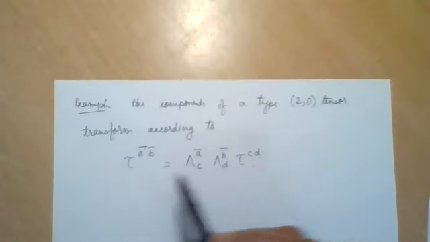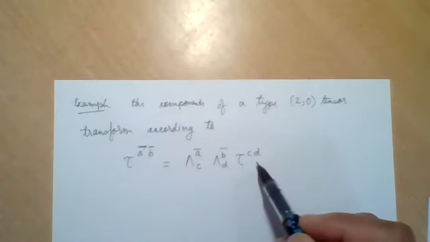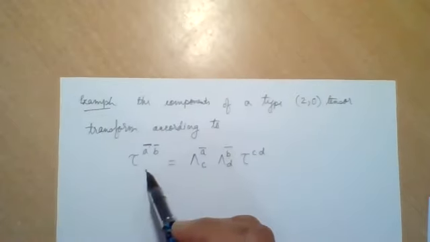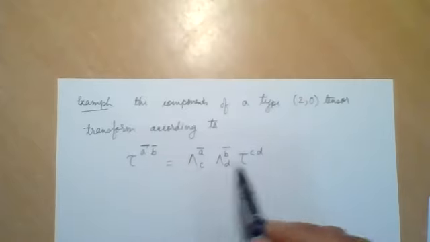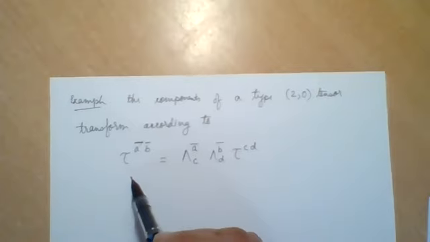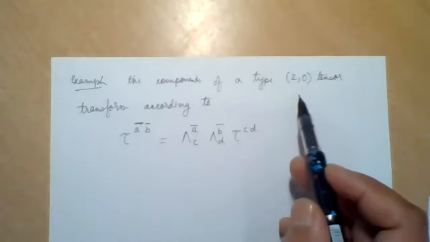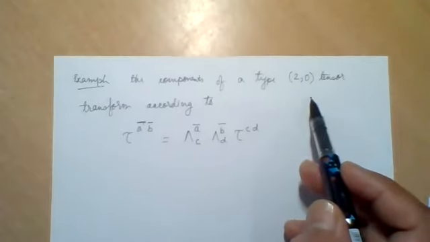Here tau c d are the components of the object in the unbarred coordinate system, and tau a bar b bar are the components of the same object in the barred coordinate system. How are these two sets of components related? They are related through this transformation rule. So these are the components of a type 2-0 tensor.